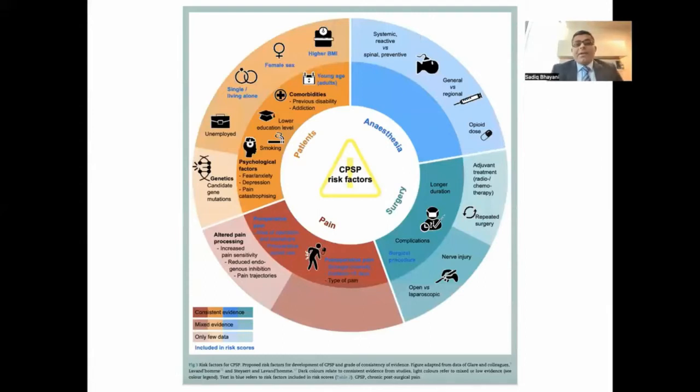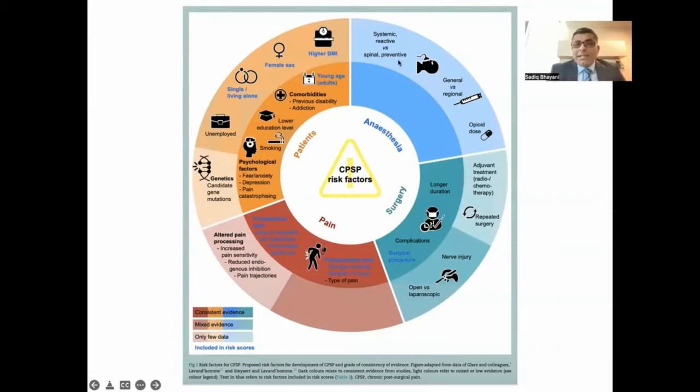Now, this is a very good diagram telling you about the factors that are responsible for the development of chronic post-surgical pain. Here, these are the general patient factors, and out of these factors, if somebody is very young, of female sex, and if they have a higher BMI, these are the 3 important factors that are responsible for the development of chronic post-surgical pain.